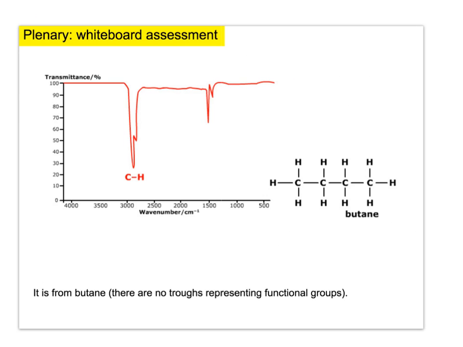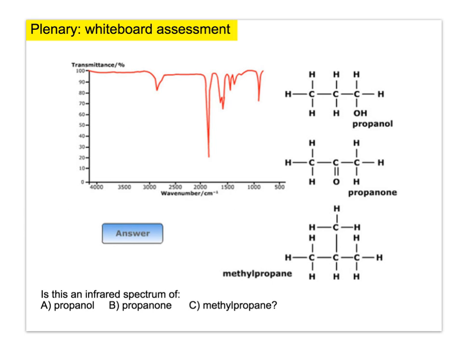So hopefully you worked out that it was butane, because if it was butanal, you'd have this deep peak here for the C double bond O. If it was butanol, you'd have this broad, deep peak for the OH. So again, pause the video, guys, try this question.